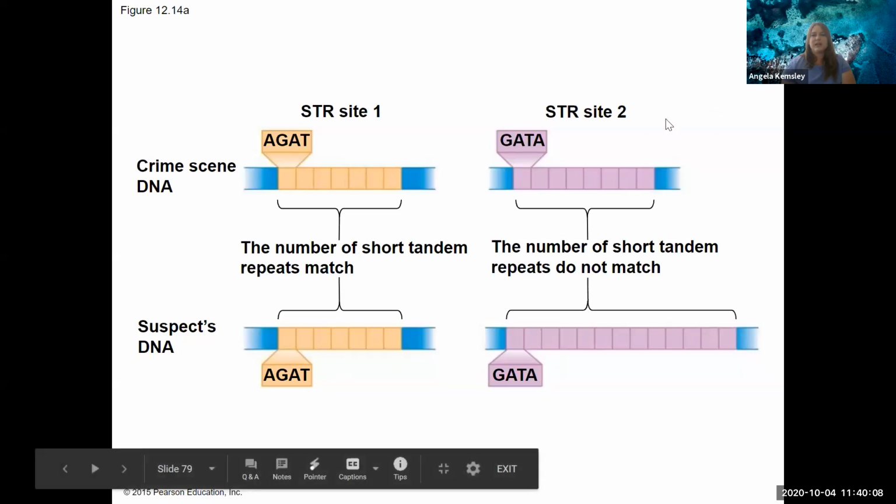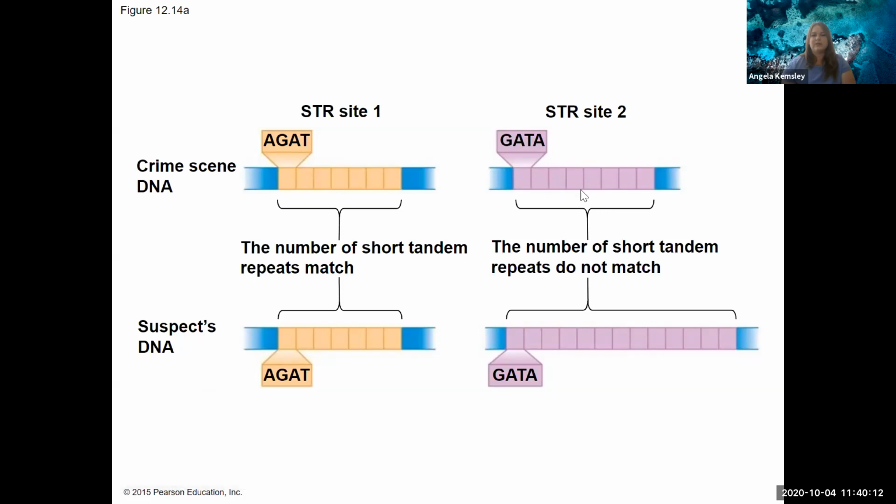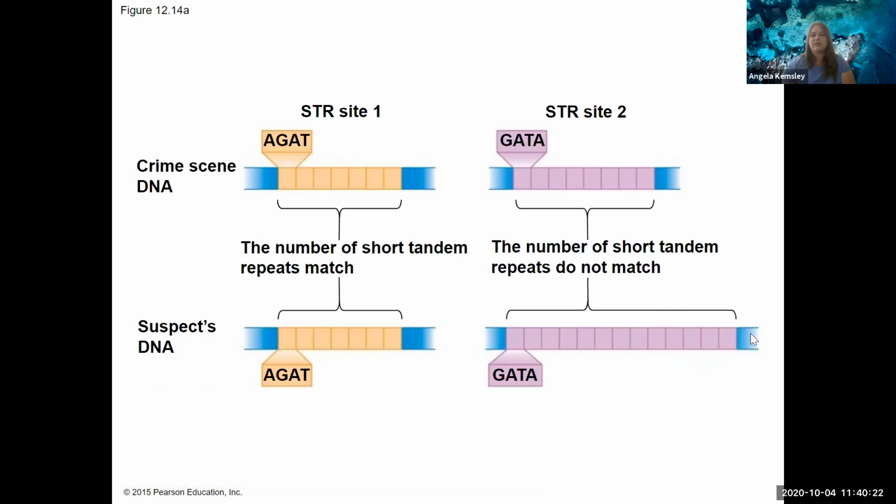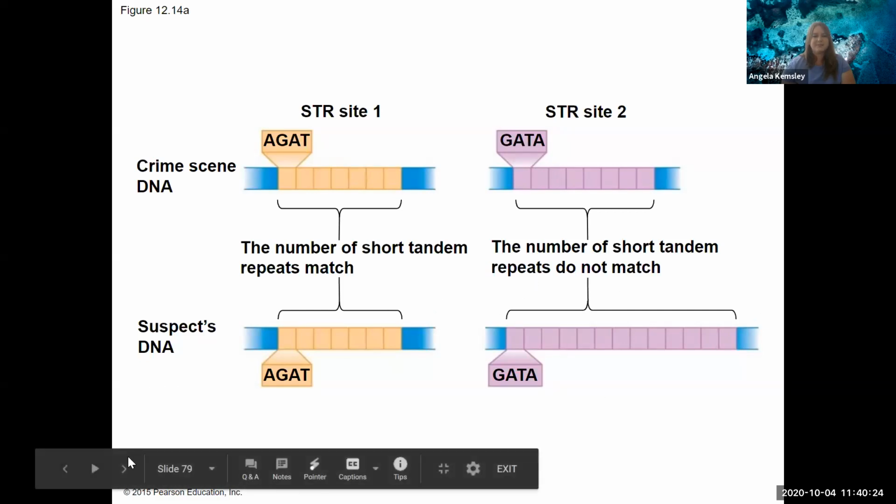But if you take a look at site number 2, you'll notice here we've got 1, 2, 3, 4, 5, 6, 7, 8 from the crime scene. But if you take a look at the suspect's DNA, we've got 1, 2, 3, 4, 5, 6, 7, 8, 9, 10, 11, 12, 13. Those don't match.